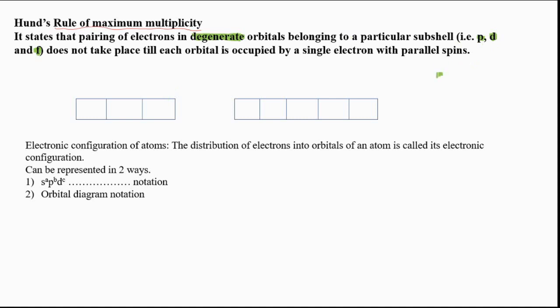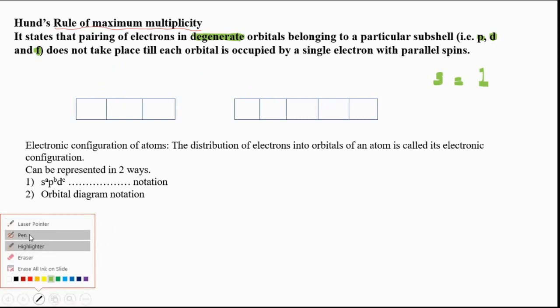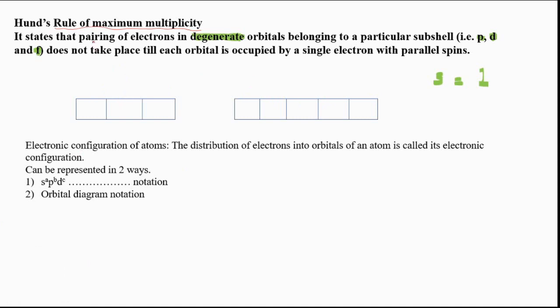For the s subshell, the number of orbitals is equal to 1. But for p, d and f, the number of orbitals is more than 1. Let's say for p we have 3 and for d we have 5. Then how are we going to fill the electrons in these? What we do is, the pairing of electrons in degenerate orbitals belonging to a particular subshell does not take place till each orbital is occupied by a single electron with parallel spins.